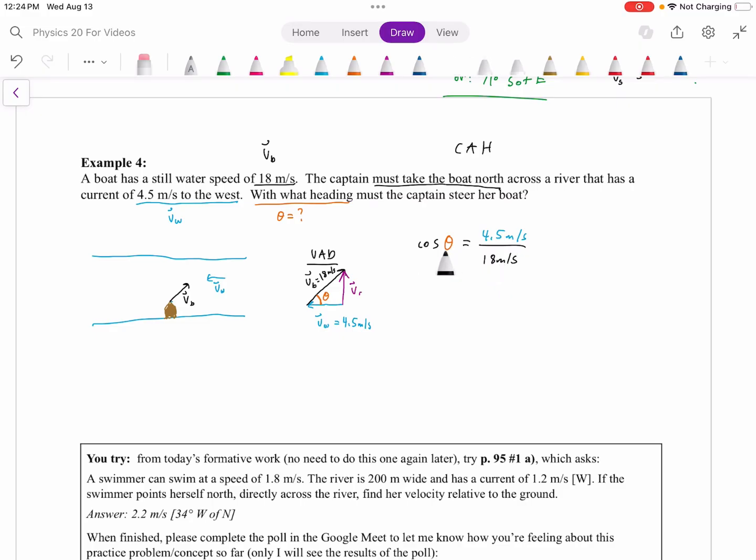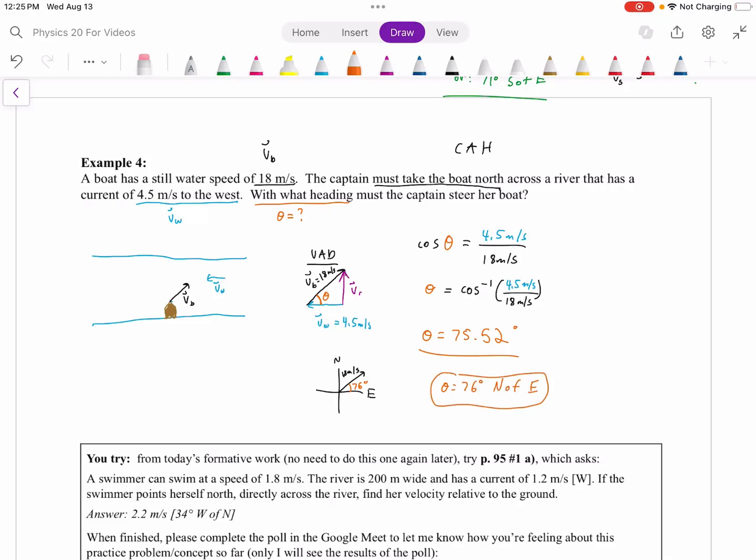Okay, we don't want cos theta, we want theta. So take the inverse cos of both sides. And I get that theta is 75.52 degrees. Now we're not quite done. We need to place this between northeast, southwest, right? In this case, the way I've drawn it, we are here, right? This is 76 degrees. So that would be 76 degrees north of east. Okay, so she should aim 76 degrees north of east.